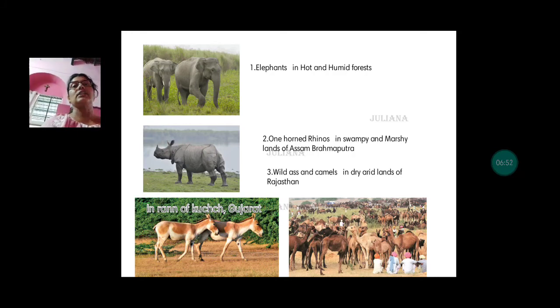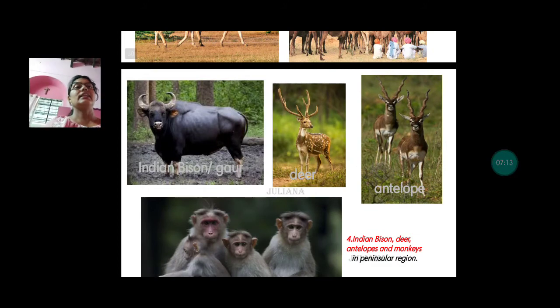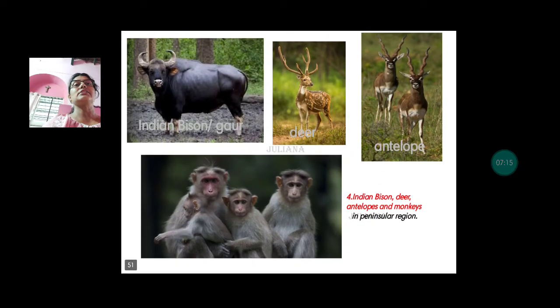One-horned rhinos are found in the swampy areas, especially in the marshy lands of Assam. That's the Brahmaputra marshy lands. Wild ass and camels are mainly found in the dry, arid regions like Rajasthan. The wild ass is also found in Maharashtra, but mainly in Rajasthan. Camels, of course, in the Rajasthan deserts. These are some of the animals which are found on the Indian Peninsular region, the Indian Plateau or Indian Peninsula.